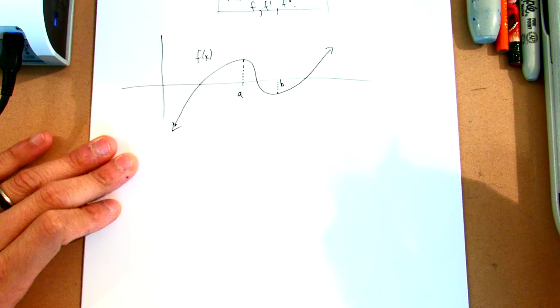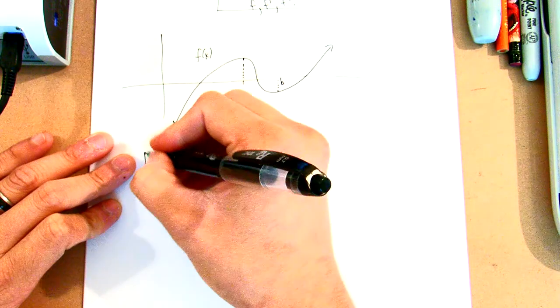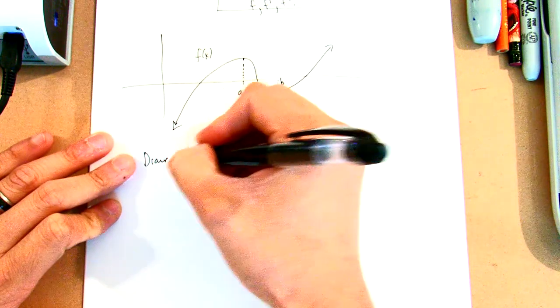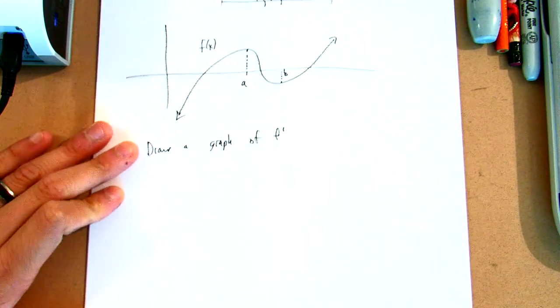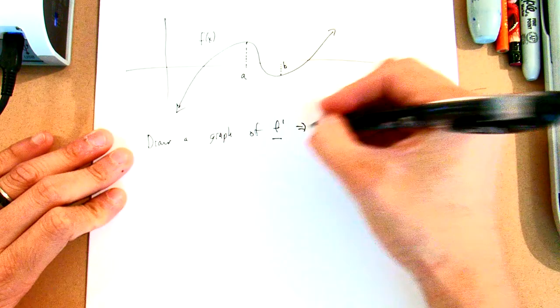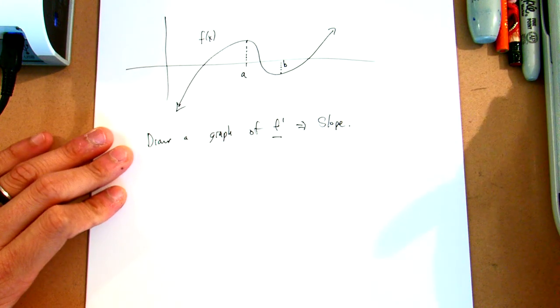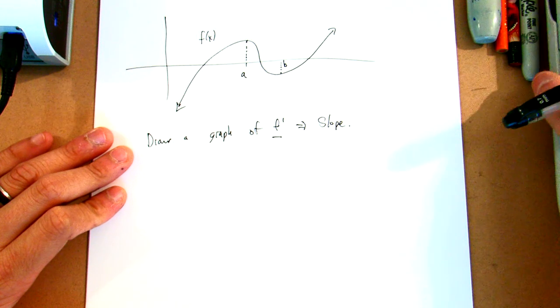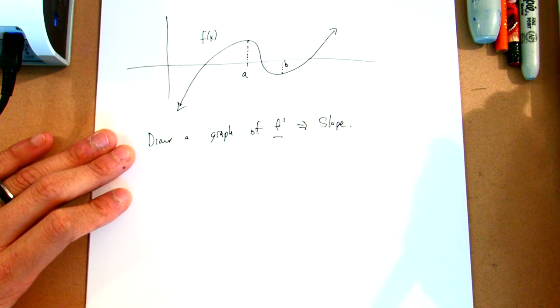So the question becomes, how do we draw a graph? From this one, I want to draw a graph of f prime. So how would I do that? Well, if you remember, f prime is just the slope of the function, right? So how do I make a graph of the slope of the function? Well, I have to just determine what's going on with this one. So I have to figure out the slope of this one.